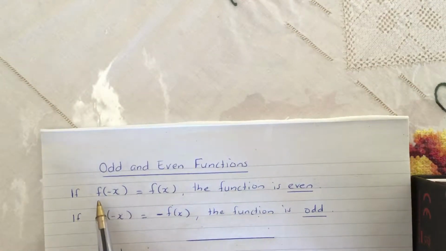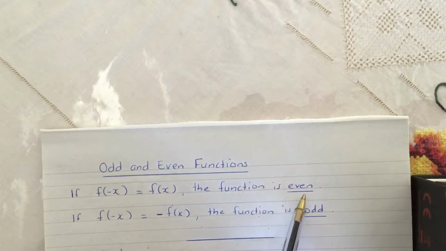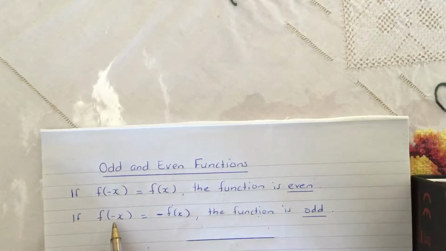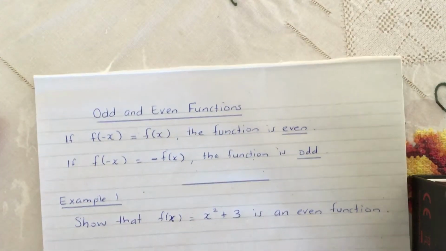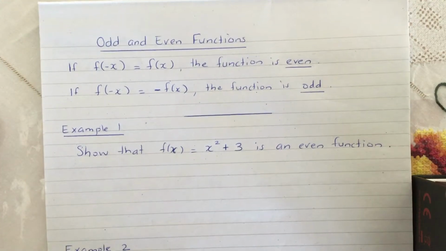So we have, if f of minus x equals f of x, the function is even. If f of minus x is equal to minus f of x, the function is odd. So let me show you some examples on how to apply those two rules. So let's move up to example 1.